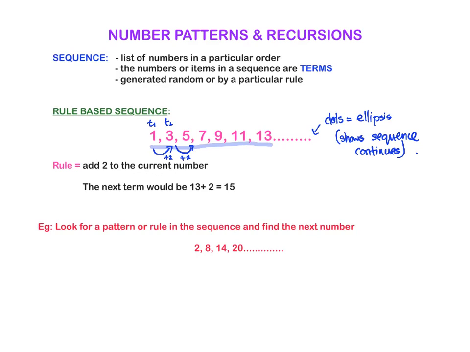In these questions, we're going to look for a pattern or rule in the sequence and find the next number. What can you see happening here? Adding 6. So what would the next term be in that one? 26. And then what would the next one be? Good. You're going to have to look and see what the pattern is in some instances, but that will be fairly easy.